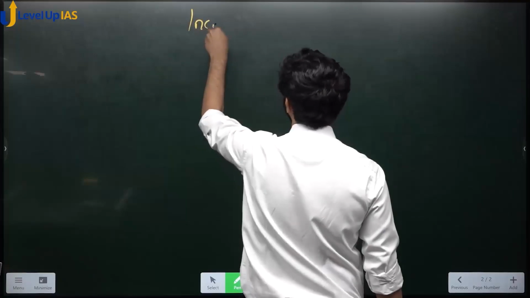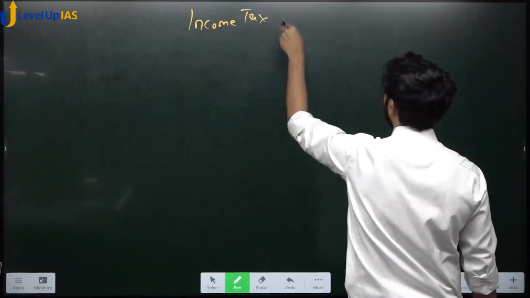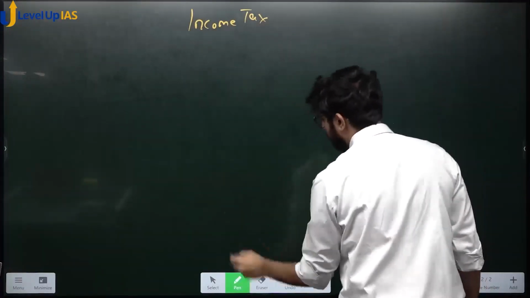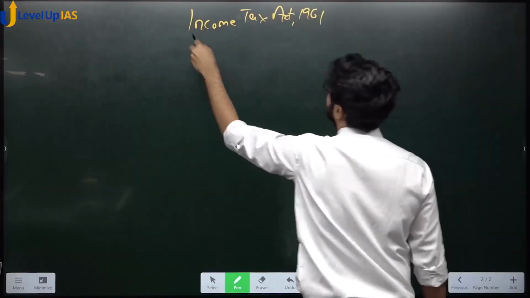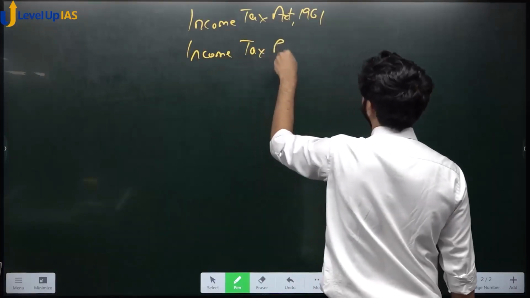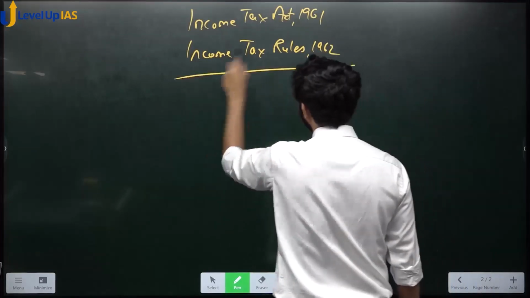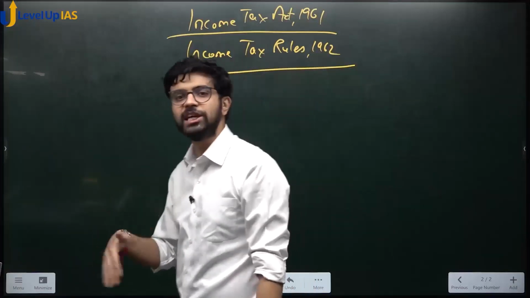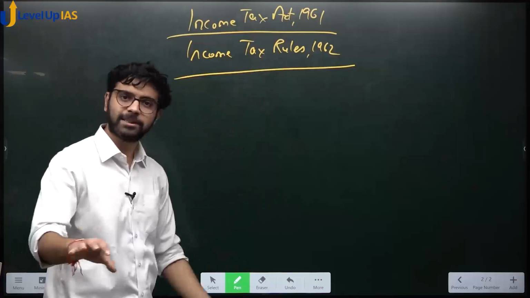Let us begin with income tax. Income tax is governed by the Income Tax Act 1961, and every act has some rules. See, in the act you cannot write every small bit and piece of rules and laws. So that is why they have rules. Rules are easier to amend. If any change happens in the budget or anything you have to change, you will just change the rules. The act has the major provisions.